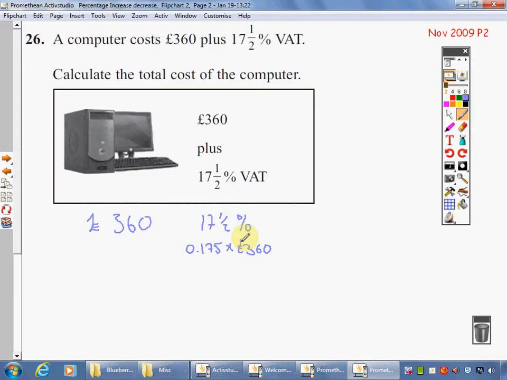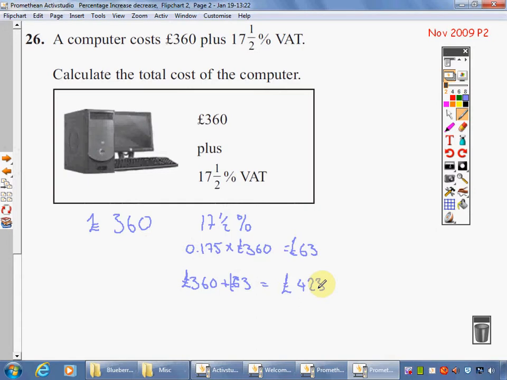And I'm going to do that now on the calculator. 0.175 multiplied by 360 is equal to 63. Little pause there because that does seem a little bit strange to me, but that's £63. So it's increased by £63. So that means I need to do 360 plus the £63. These 3's and 6's are confusing me, which equals £423. That's one way to do it.